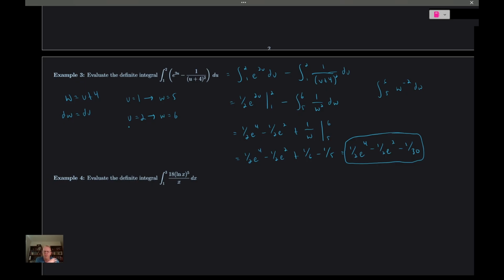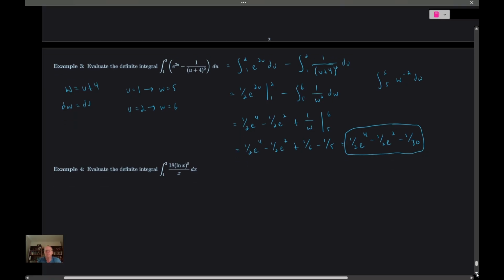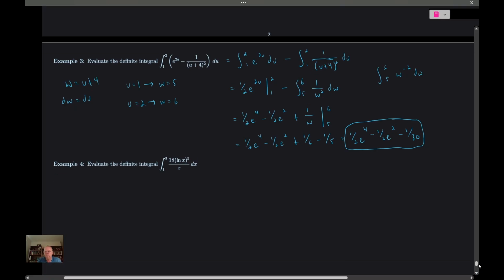In this case, it doesn't really matter which way you do it. Other times, it's easier to not substitute back. So it just kind of depends on the problem. The more complicated the problem is, the more likely it is that you probably want to change your limits like this. All right, so let's look at another one.